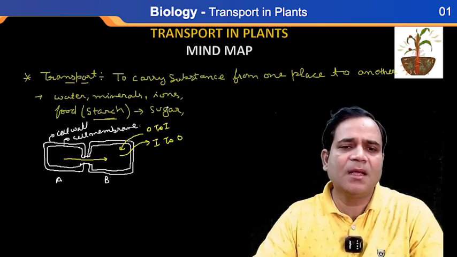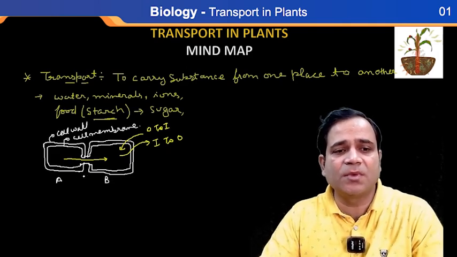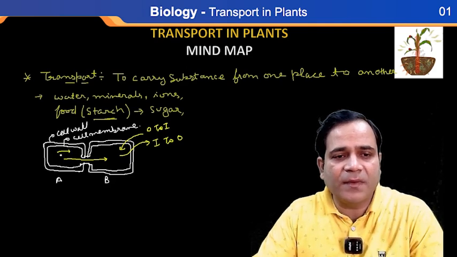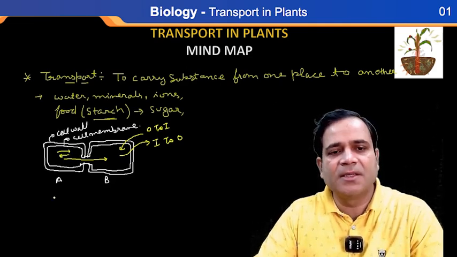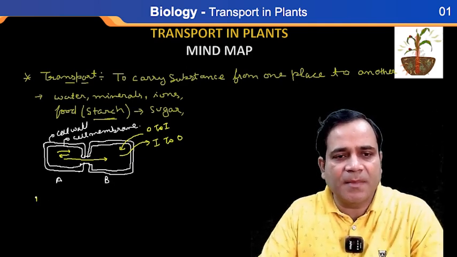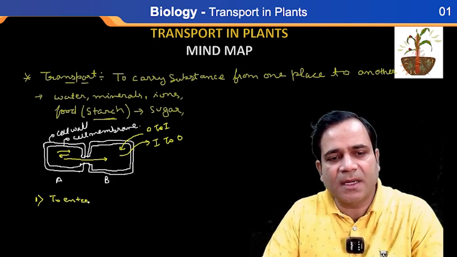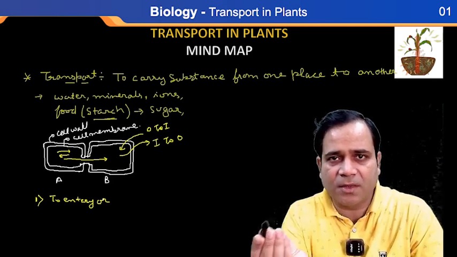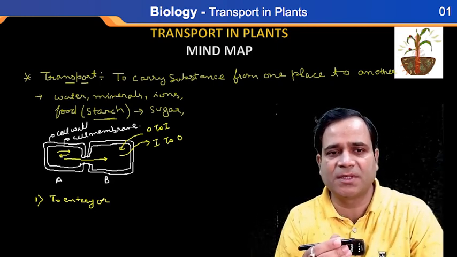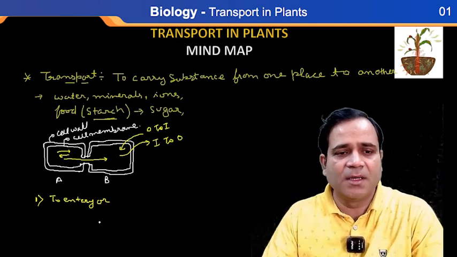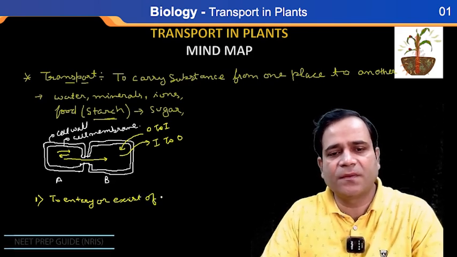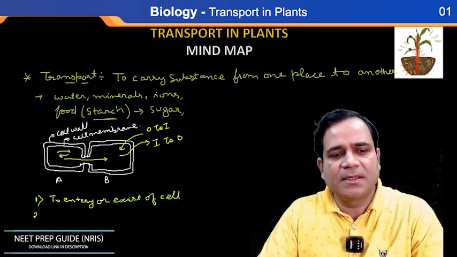Yes. Out to in, in to out. In this way things are transported. And something is transported within the cell. Within the what? Cell, my dear. So in three ways the transportation happens here. Number one, entry or exit of the cell. You can also write. Take out your copy and write down how plant transportation takes place. Write down: entry or exit of cell. Second one is what?